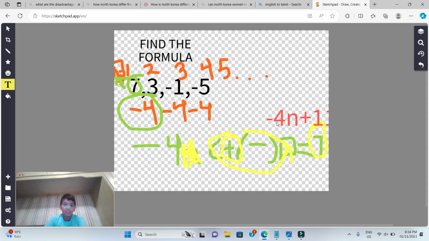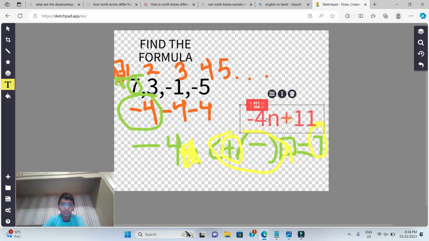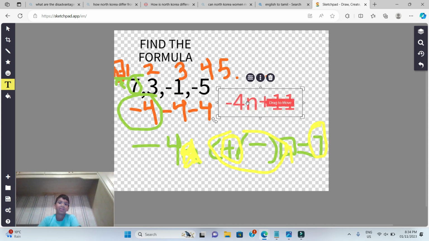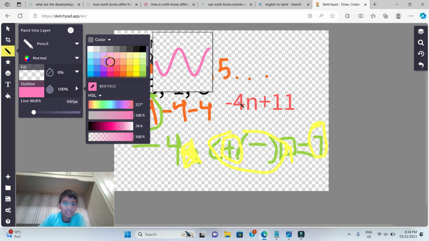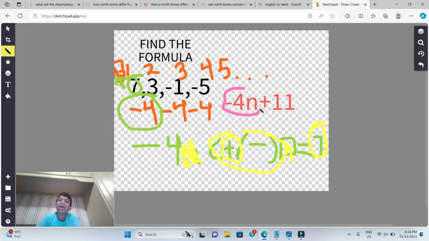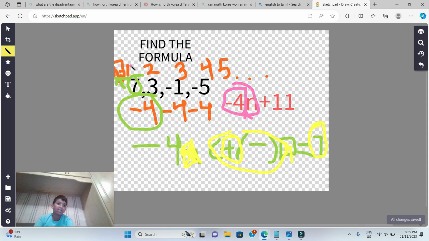But wait, if you don't believe this is the formula, I will show you how it works. Okay, let's try for the first one. Minus 4. Okay, wait a minute. I just need to tell you something. This minus 4n is minus 4 times n. And if you do it for the first term, you get something. Second, third, and so on.